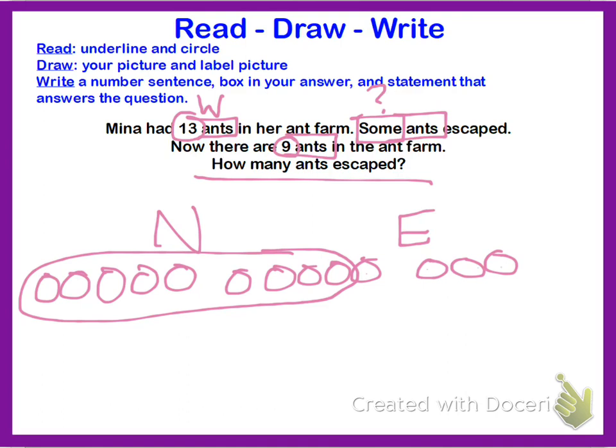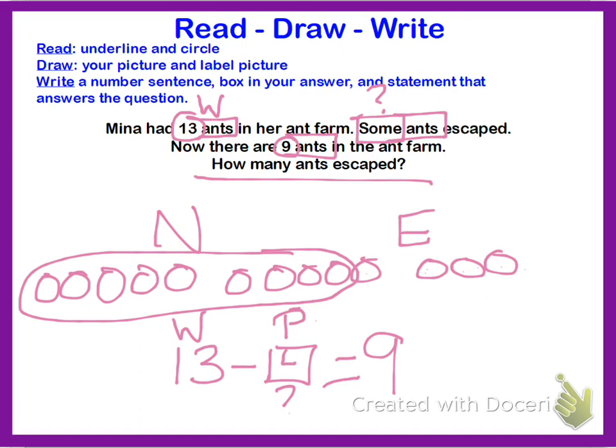So we had 13 ants that were in her ant farm, that's our whole, minus the some that escaped. So minus our part that escaped, it's our mystery. Equals the part that we knew, which was 9. That's how many were now in the ant farm. So 13 minus 1, 2, 3, 4 equals 9. So 13 minus 4 equals 9.